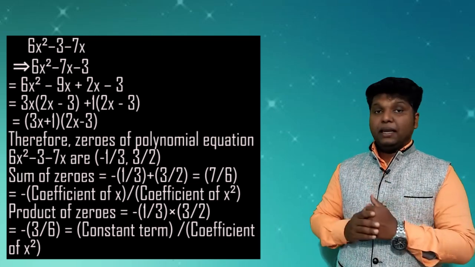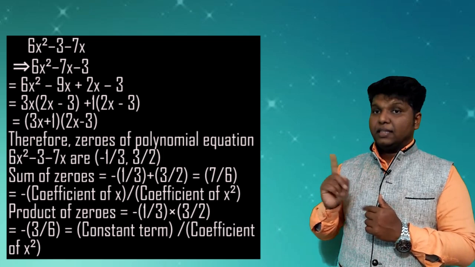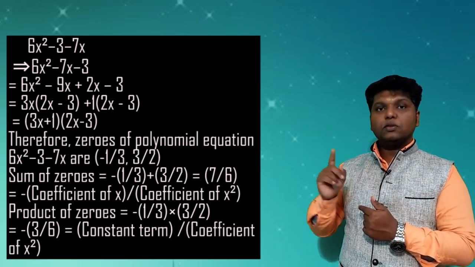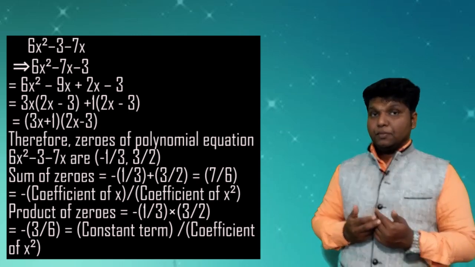So here minus b by a. What is minus b by a? Here minus b means minus of minus 7. That means it will become plus 7 by, what is a? It is 6 itself. So 7 by 6. Yeah, it's verified. Second one, alpha beta means the product of roots.